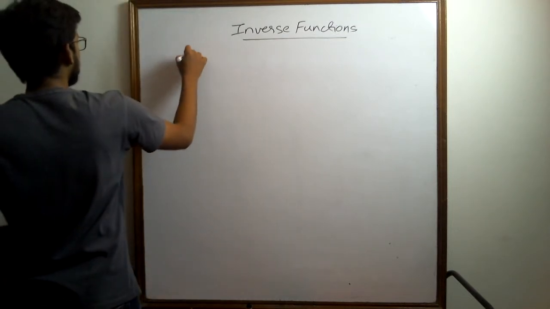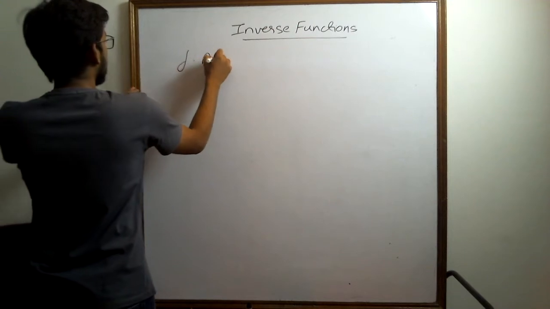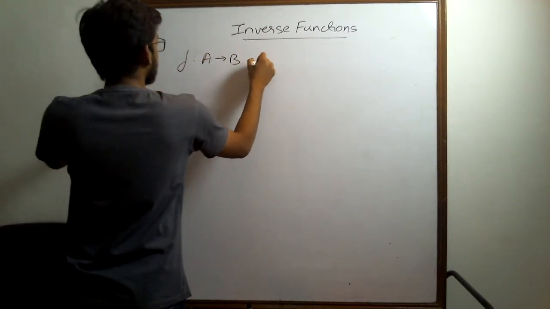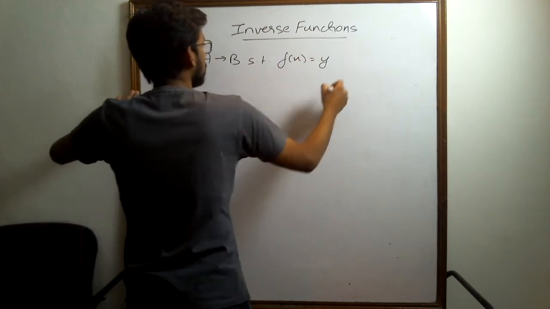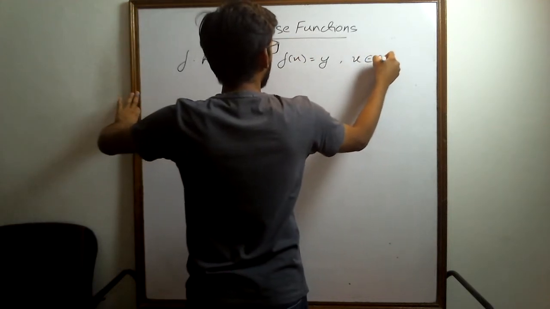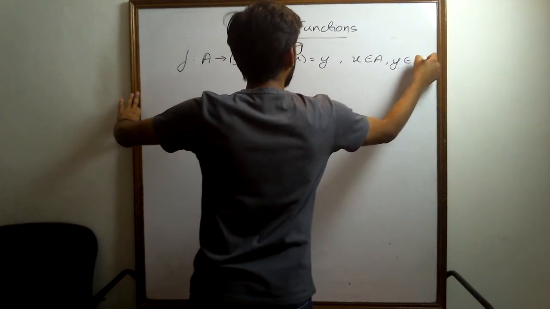So let me define a function f from set A to set B such that f of x is equal to y, where x is an element of A and y is an element of B.